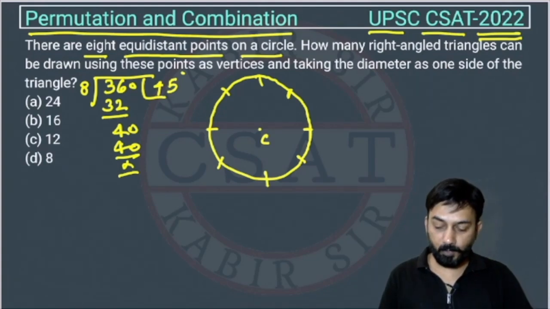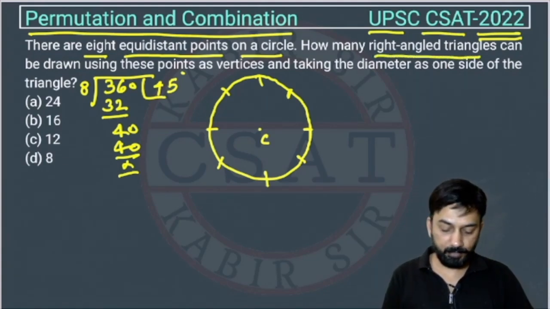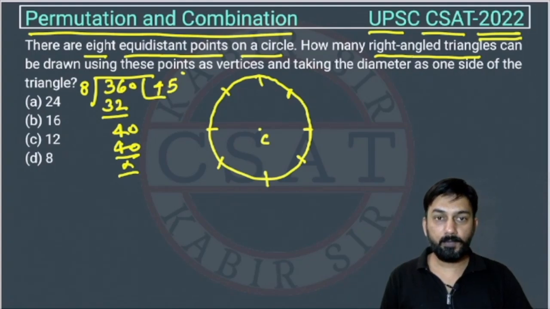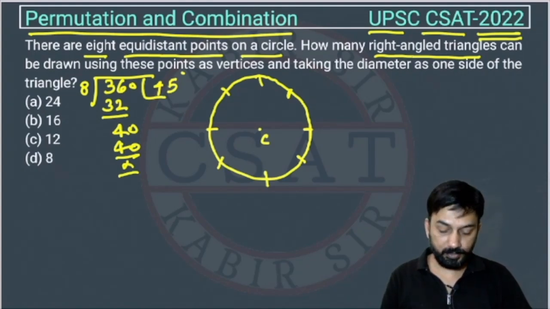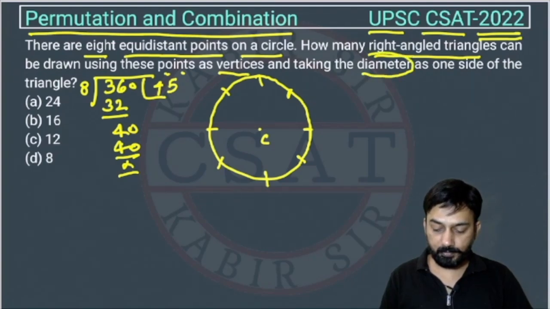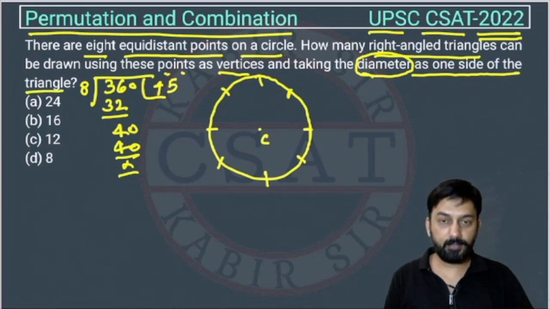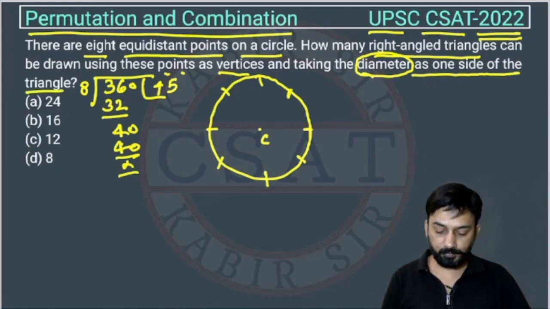Now how many right angle triangles can be drawn? So we have to see how many right angle triangles can be drawn using these points as vertices and taking the diameter. This is very important. We are taking the diameter as one side of the triangle, right? So we have to check the right angle triangles which are formed through the diameter.